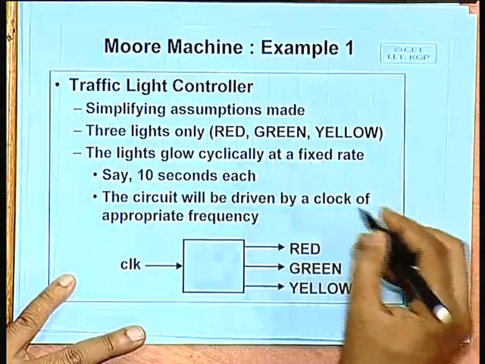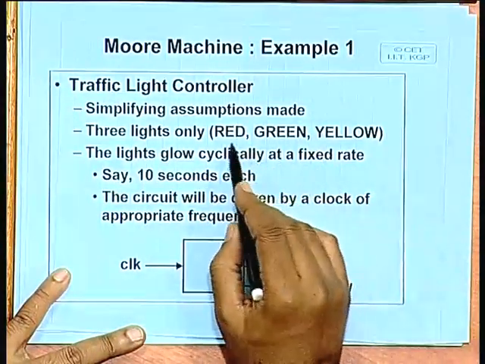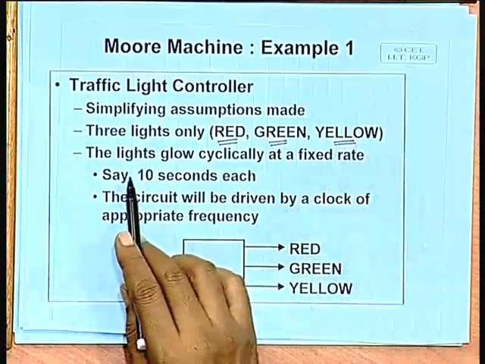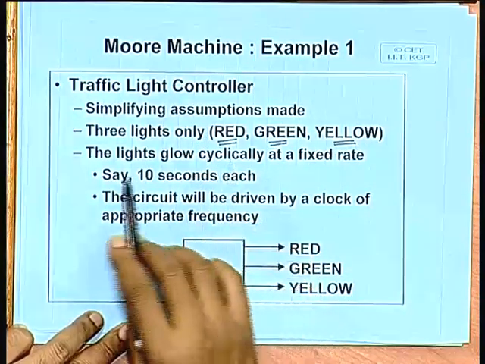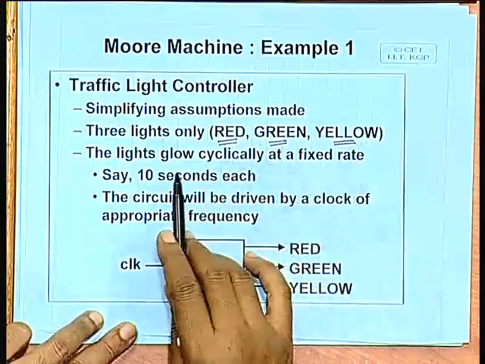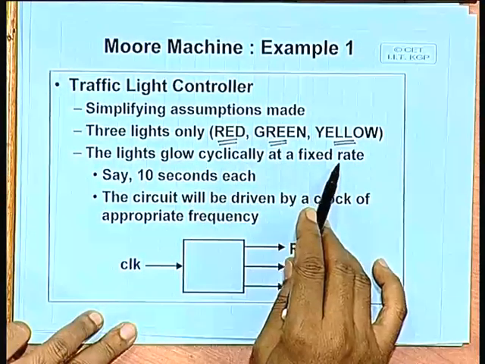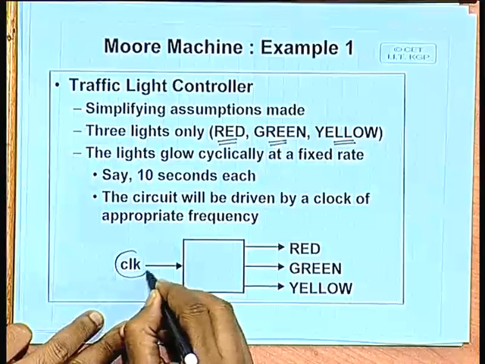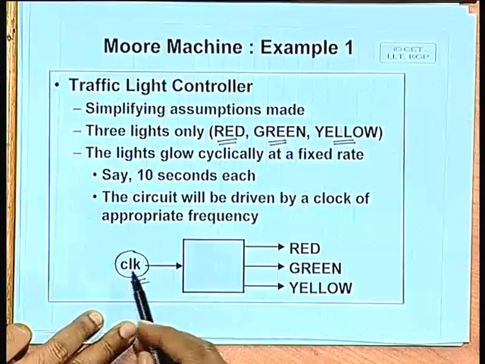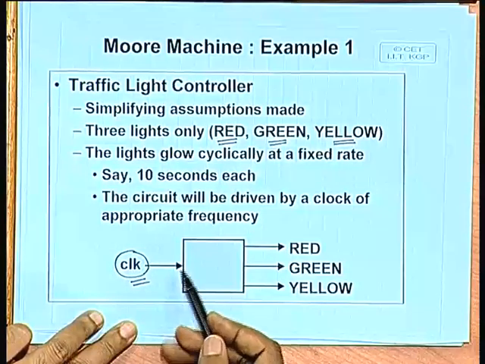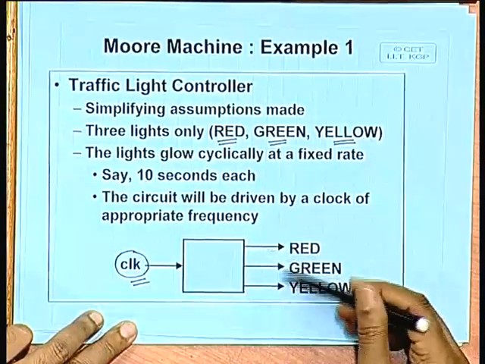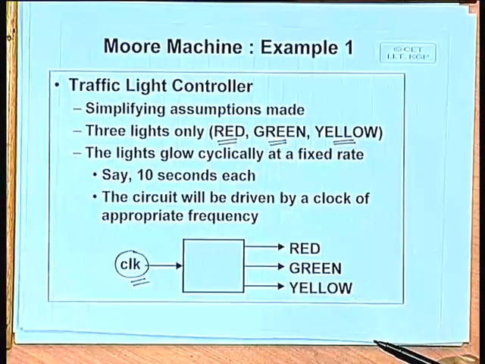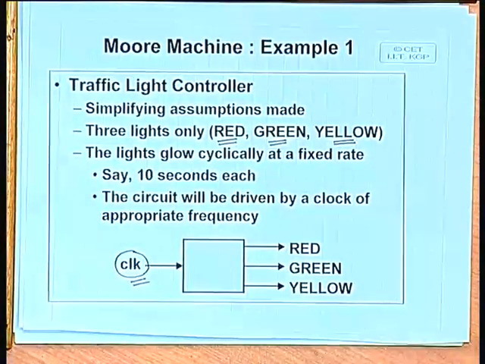We have only 3 lights. So, we consider only one road junction, only one road. So, only 3 lights we need to consider, red, green and yellow, and we assume for the purpose of this example that these 3 lights glow cyclically at a fixed rate. Now, this rate can be anything. The rate is determined by the applied external clock. This clock can be as slow or as fast as we desire, and these lamps will be glowing cyclically along with this. Fine. So, now let us see how we can model this using Verilog.